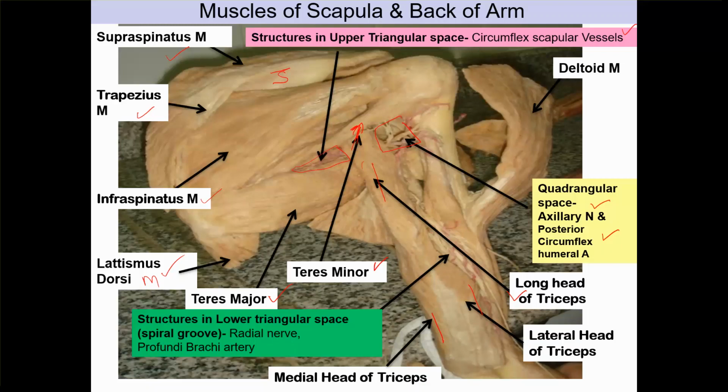And we can also see the lower triangular space. This is the lower triangular space over here, and this is the spiral groove. The contents of the lower triangular space are the radial nerve and the profunda brachii artery.